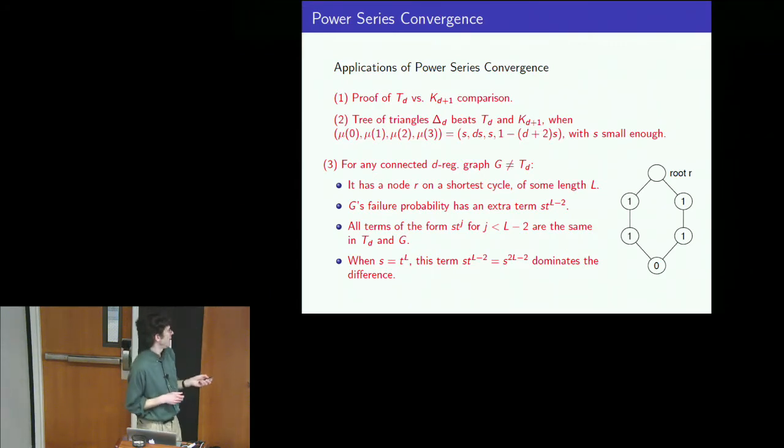Okay. And so now we just choose a parameterization where this becomes, so we set S equals T to the L, so that now we get a one-variable power series, and this is the lowest term where they differ. And so by driving everything else towards 0, the tree beats it.